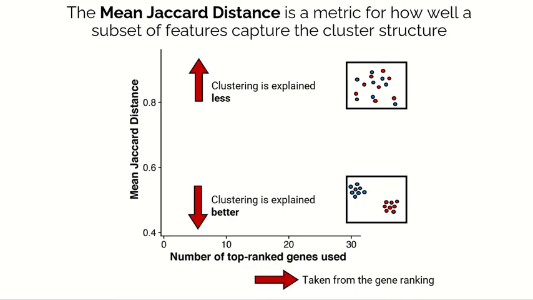To compare different gene ranking methods, we use the Jaccard distance to measure how well a subset of top-ranked genes captures the overall cluster structure. To be more specific, the Jaccard distance measures the similarity between a cell's k-nearest neighbors when we use a subset of genes versus using all genes. A smaller Jaccard distance indicates that the clustering structure is better retained.